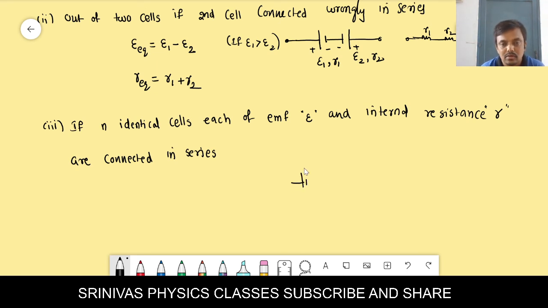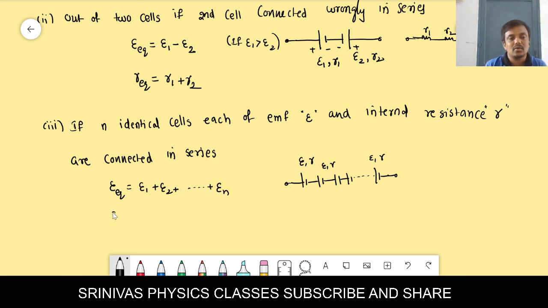This is the first cell. This is the second cell. This is the third cell. Like this, I am connecting many cells in series. Total how many cells? N cells. If n cells are connected in series, then what is the total EMF? We just have to add them. That is E1 plus E2 plus and so on, En, is the formula. But here all are identical: E plus E and so on, E.